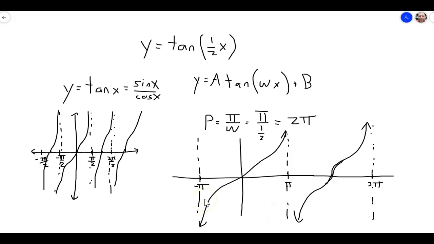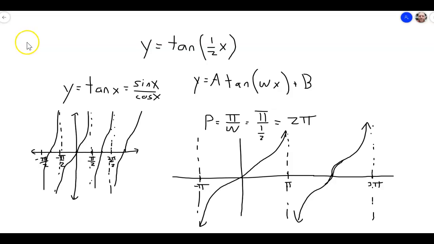So what does this mean for our range and our domain? Well, the range is still going to stay the same, right? It's going to be from negative infinity to positive infinity. Those are our y values. But our domain is going to change. Our domain went from pi over 2 to 3 pi over 2 to 5 pi over 2. So we could have written our domain before like this.